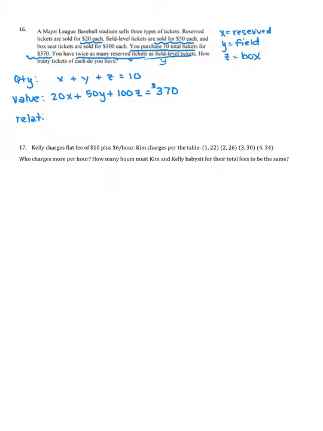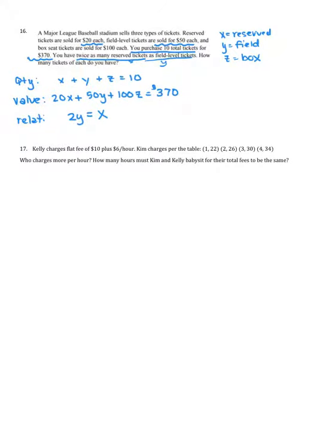So again, we have more reserved tickets. But if I want to make these equal, that means I have to double the field level so that it equals the reserved, because now I'm setting that relationship equal. So in other words, if I had 5 field level, that would give me 10 reserved, which makes sense. Okay, so in these kind of problems, always just do it as substitution. So wherever I see an x, I am now going to substitute 2y into that. And so then I'd have just an equation in y and z.